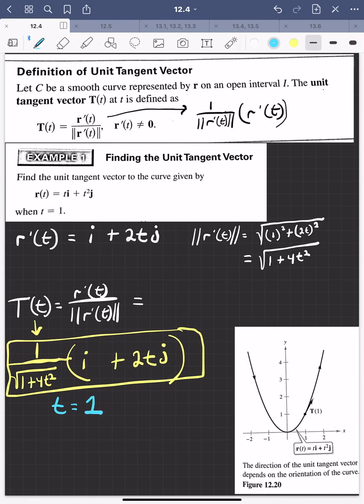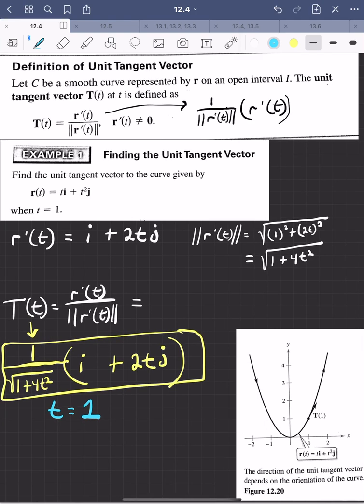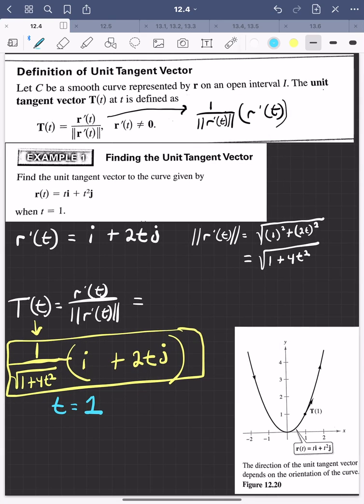Ready? So all I'm going to be doing is I'm just going to go ahead and produce this. So T of 1 is going to equal, well, if you plug in 1 into that square root, so that's going to be 1 squared times 4 plus 1, so that's just the square root of 5. So 1 over the square root of 5 multiplied by i, 2 times 1 is 2, so plus 2j. Okay.